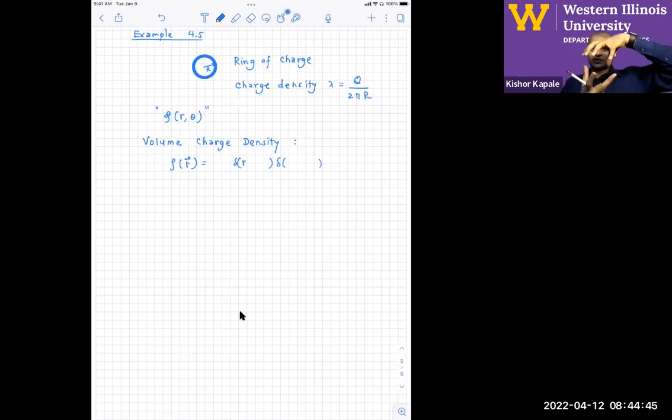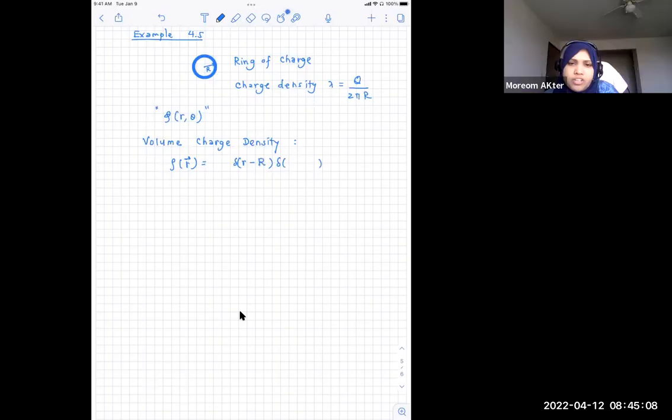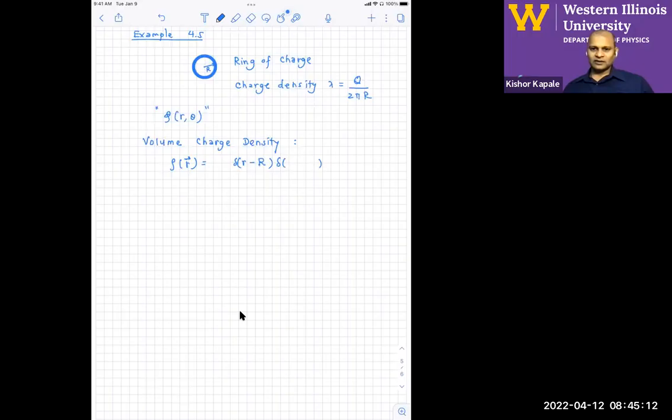Where is this charge situated? When little r equals capital R, right? Only at that point. The whole sphere is not filled with the charge. Only when little r, which is the source coordinate, has the value capital R, there's going to be a charge there. So delta of r minus capital R. Okay, very good.